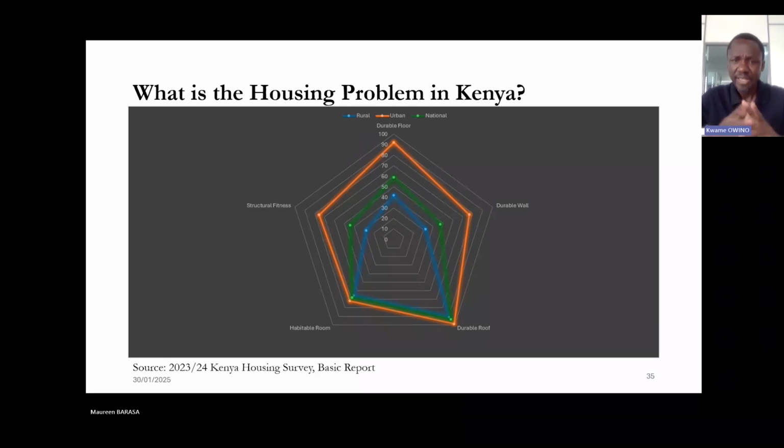Now, what this does is that the orange pentagon is basically a structure drawn around the data regarding the durability of the roof, the durability of the wall, and the durability of the floor. And then the other is structural fitness, which is when you put together the entire structure, is it fit for human habitation? And then the other one is to talk about what share of the rooms within that structure are habitable. So of course you can have a house, but the different separations within the house have different levels of habitability, partly because there might be deterioration one way or the other.